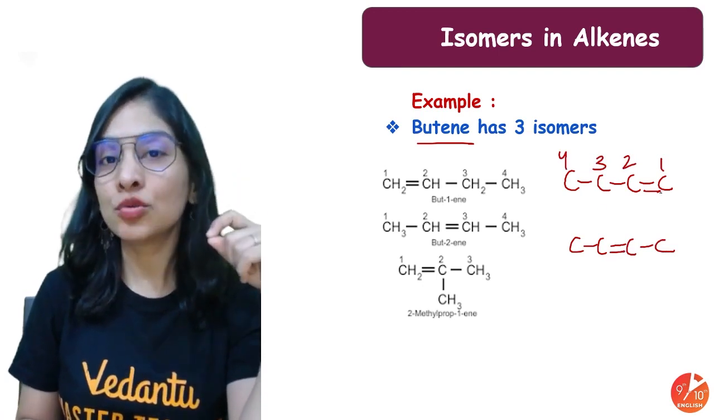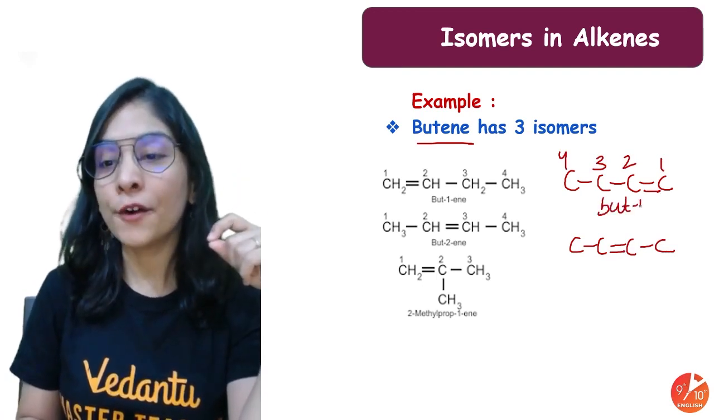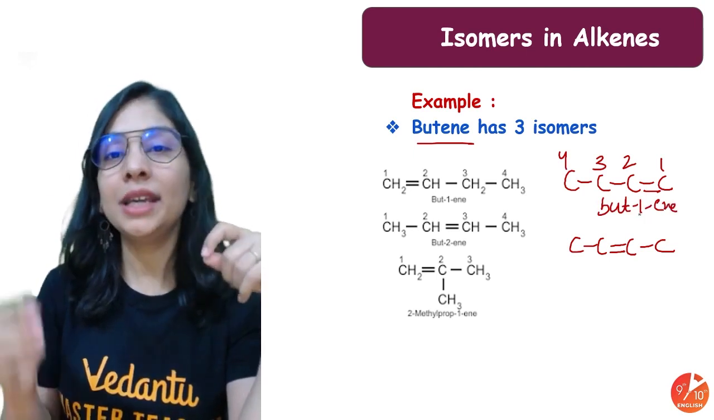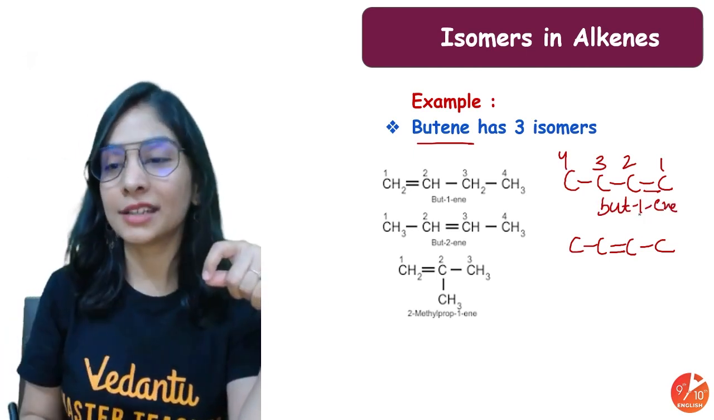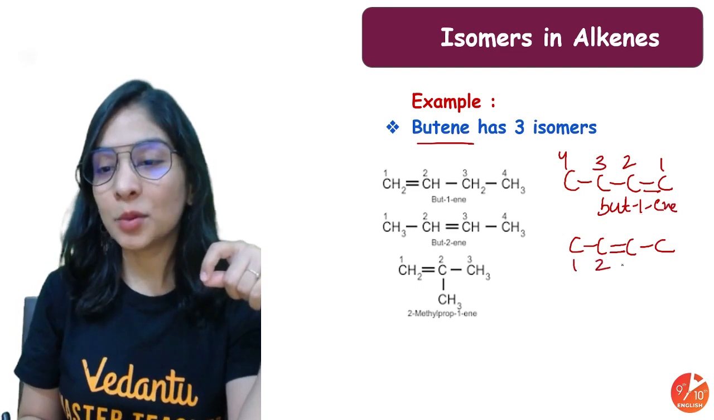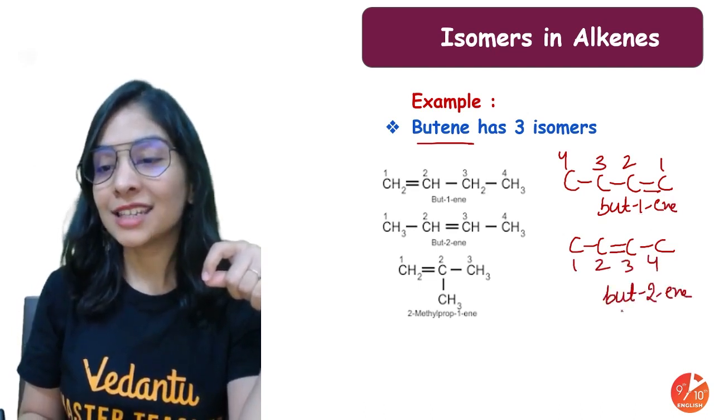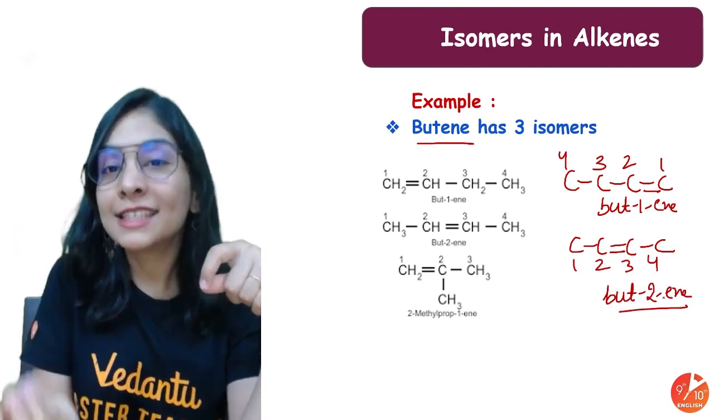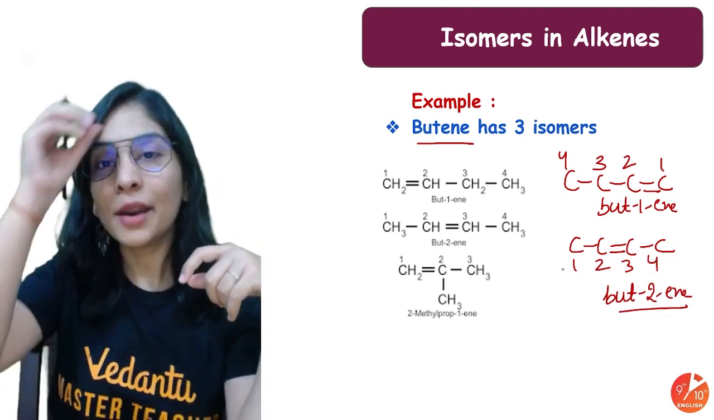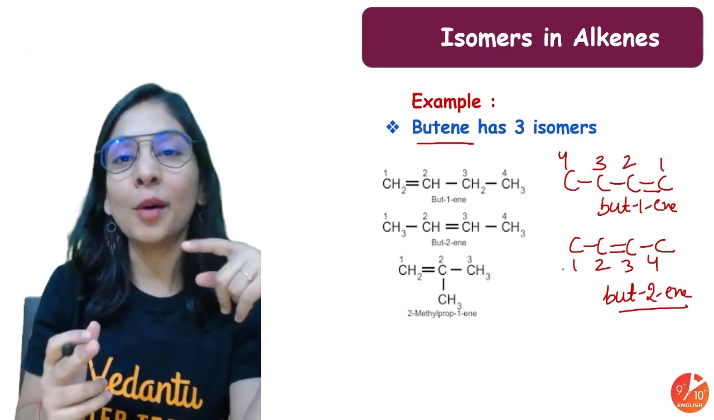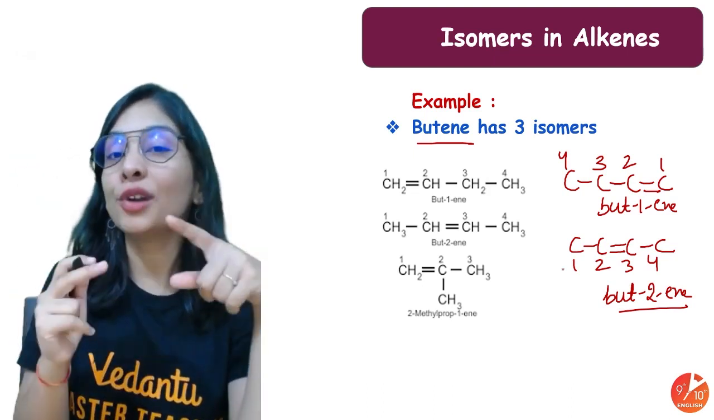the second carbon. So I'm counting from this side 1, 2, 3, 4. The first carbon is attached to a double bond. So this is but-1-ene. 1-ene means the double bond is attached to the first carbon. I'm telling the position. And this will be 1, 2, 3, 4. This is but-2-ene. That ene is attached to the second carbon. All right. So these are what? Same molecular formula, difference in their position of double bond.